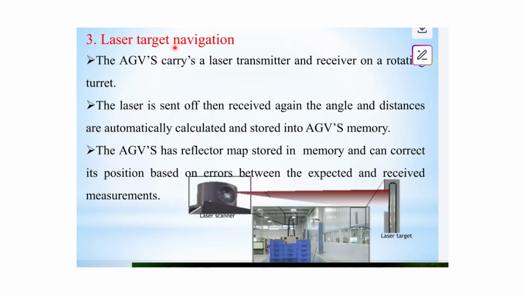Next is laser target navigation. The AGV carries a laser transmitter and receiver on a rotating turret. The laser is sent off, then received. Again, the angle and distance are automatically calculated and stored in the AGV's memory. The AGV has a reflector map stored in the memory and can correct its position based on the error between the expected and the received measurement.